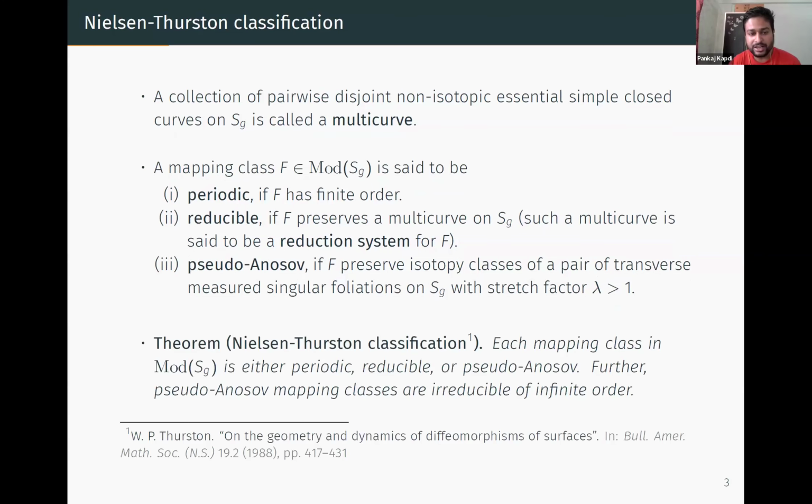The classification says that every mapping class must be either periodic, reducible, or pseudo-Anosov. Furthermore, pseudo-Anosov mapping classes cannot be reducible and cannot be periodic. So pseudo-Anosov mapping classes are infinite order irreducible maps. But there can be intersection between the two collections of mapping classes which are periodic and reducible. So a periodic mapping class can be reducible as well.